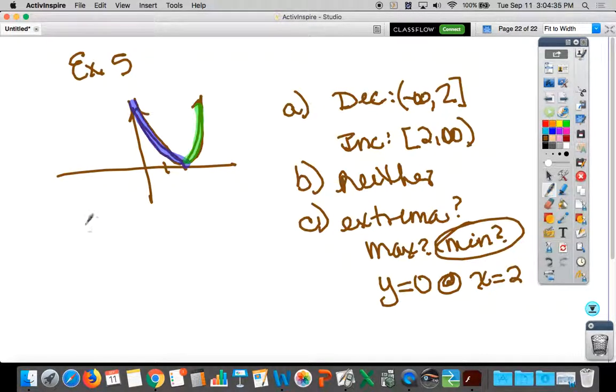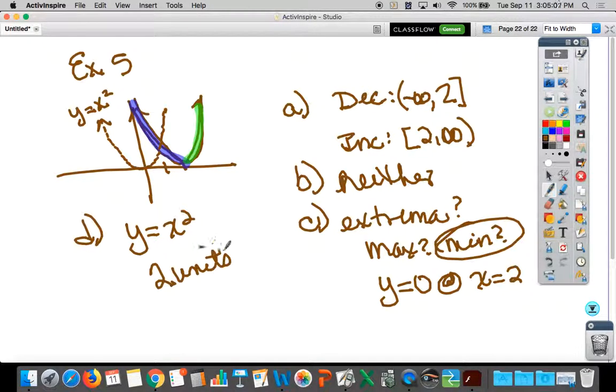Okay? And then D part, how does the graph relate to the basic function y equals x squared? So I'm going to dot in the y equals x squared. All right, there's the parent function y equals x squared. How does this one relate? Tell me the transformation. Shifted 2 units to the right. 2 units right. Okay.